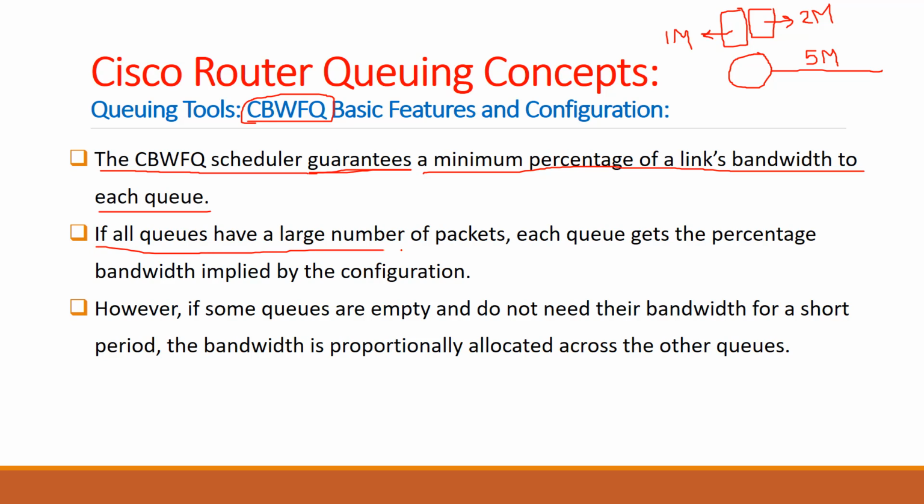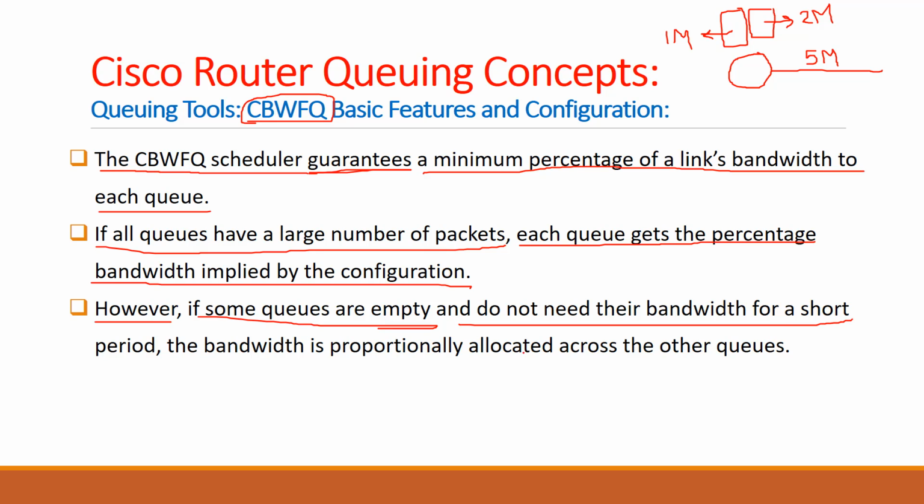If all queues have a large number of packets, each queue gets the percentage bandwidth implied by the configuration. However, if some queues are empty and don't need their bandwidth for a short period, the bandwidth is proportionally allocated across the other queues. What does this mean? It means if, for example, this queue has no packets for some time, the allocated bandwidth can be used by this queue for this specific period.